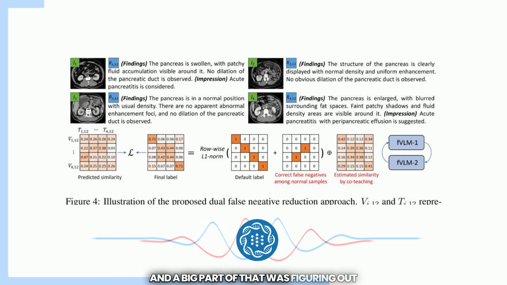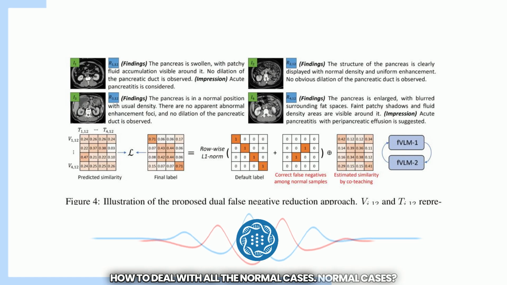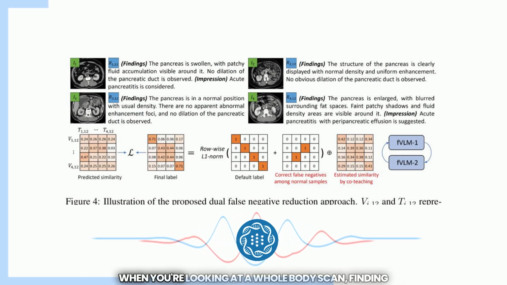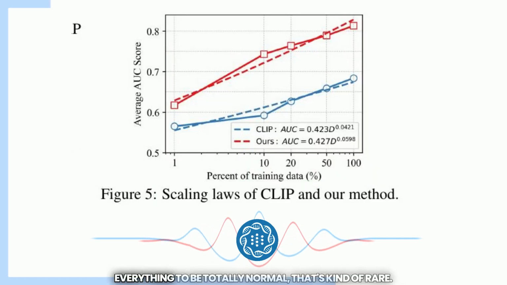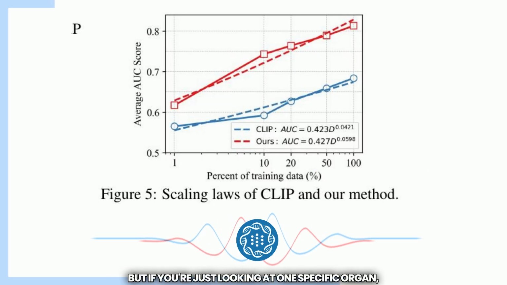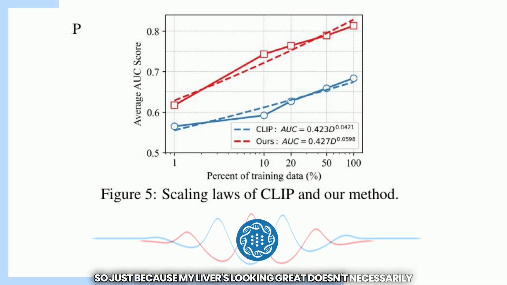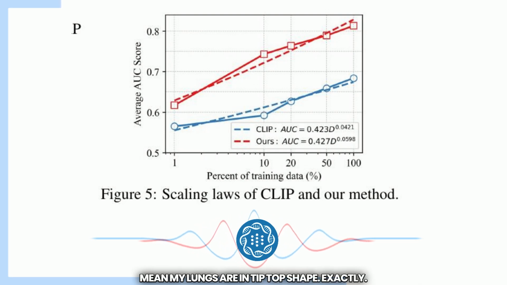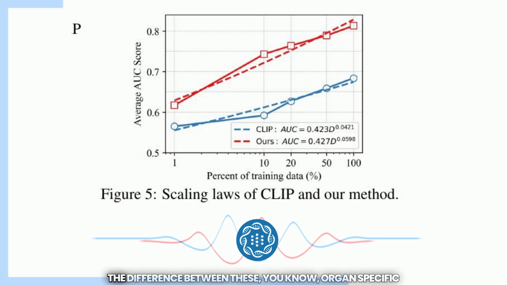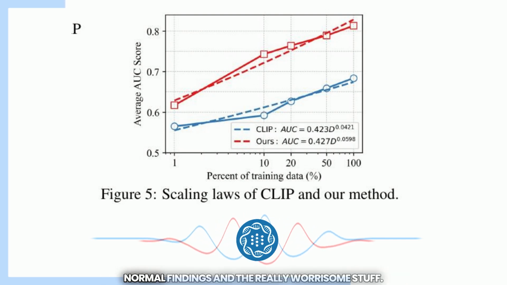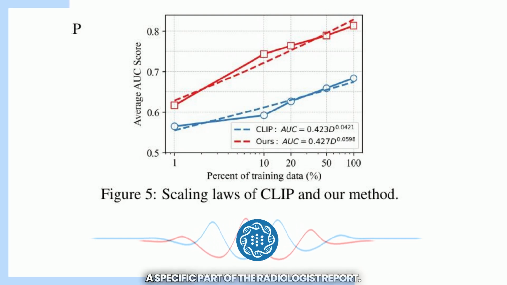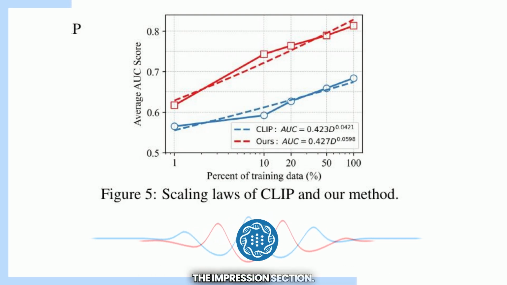And a big part of that was figuring out how to deal with all the normal cases. Normal cases. Yeah, think about it. When you're looking at a whole body scan, finding everything to be totally normal, that's kind of rare. But if you're just looking at one specific organ, well, there are a lot more normal findings. Oh, that makes sense. So just because my liver's looking great doesn't necessarily mean my lungs are in tip-top shape. Exactly. So they had to teach the AI to tell the difference between these organ-specific normal findings and the really worrisome stuff. And they did this by focusing on a specific part of the radiologist report, the impression section.